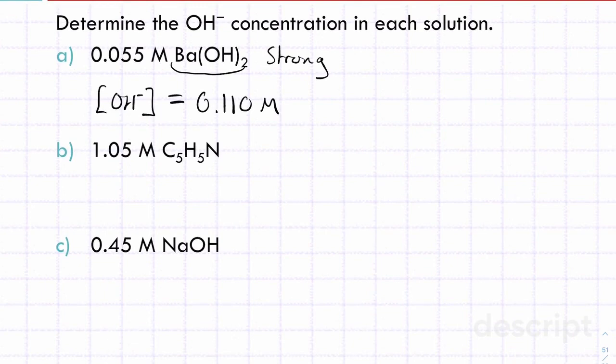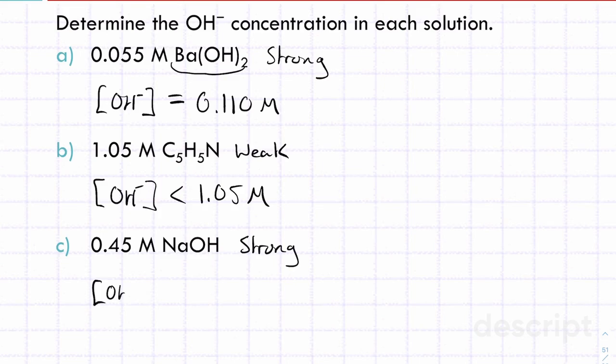And then for B, is C5H5N a strong base or a weak base? What did I say about nitrogens? Weak base. So the concentration of hydroxide will be less than 1.05 molar. And then for the last one, is sodium hydroxide a strong base or a weak base? Strong. That makes the concentration of hydroxide equal to the base concentration, so 0.45, because sodium hydroxide only has one hydroxide.